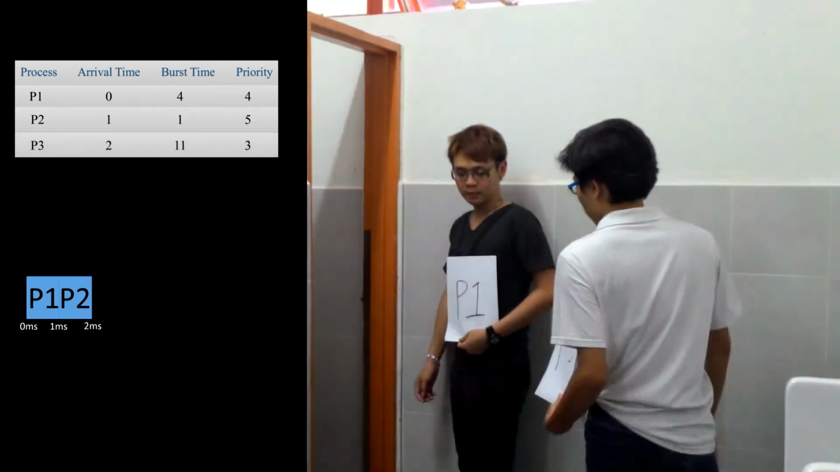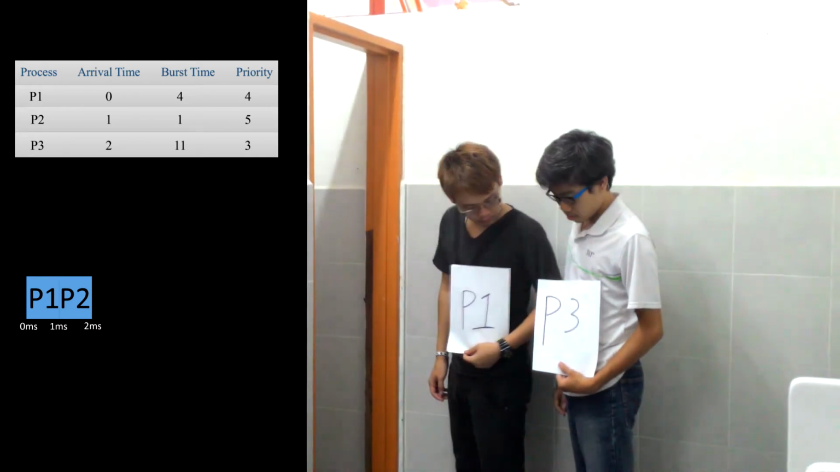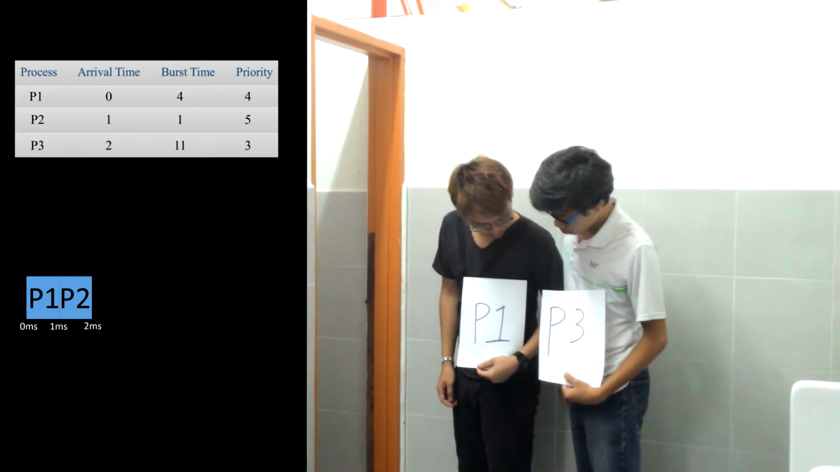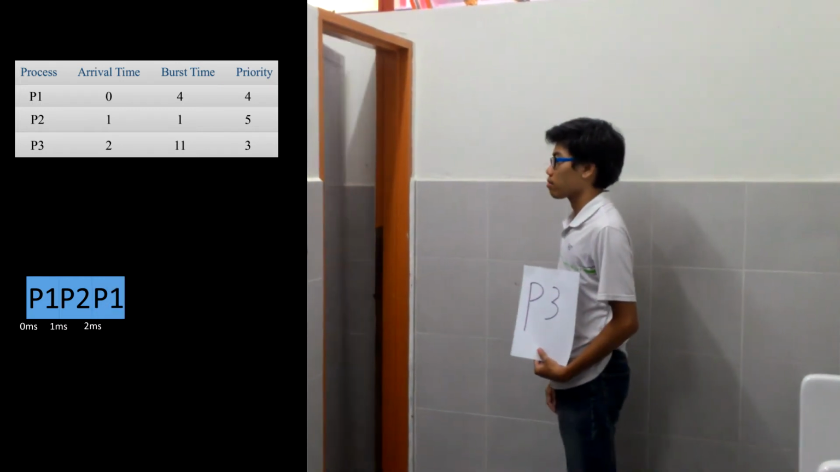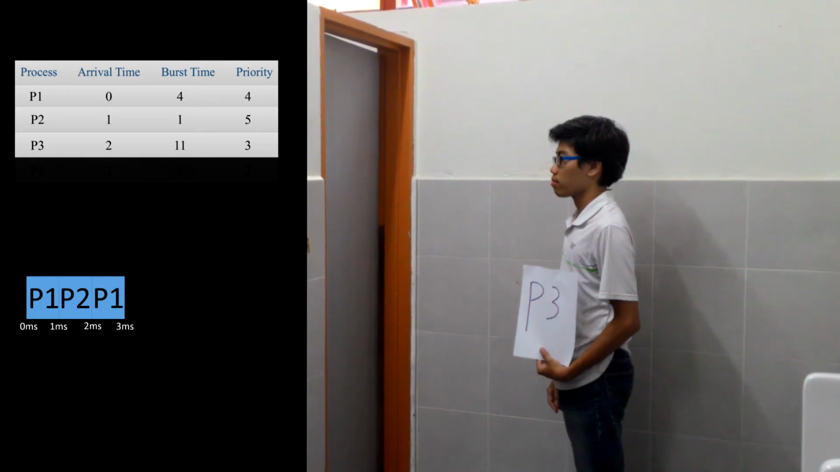Burst time is 11, arrival time is 2. P1 checks burst time with P3. P1 has the shorter burst time, so P1 enters first. At 3 milliseconds, P4 arrives.